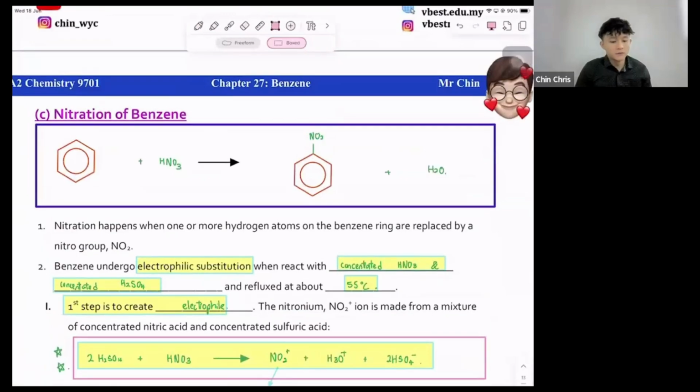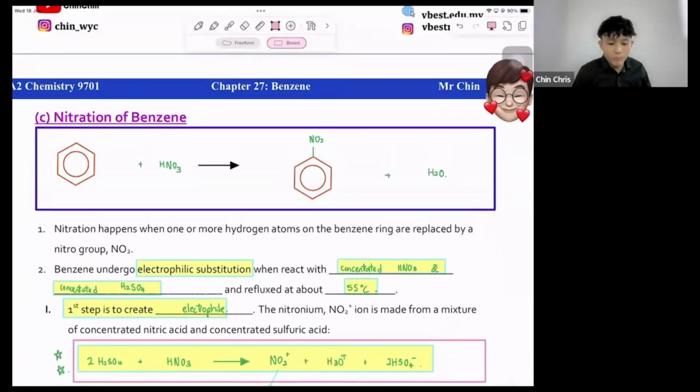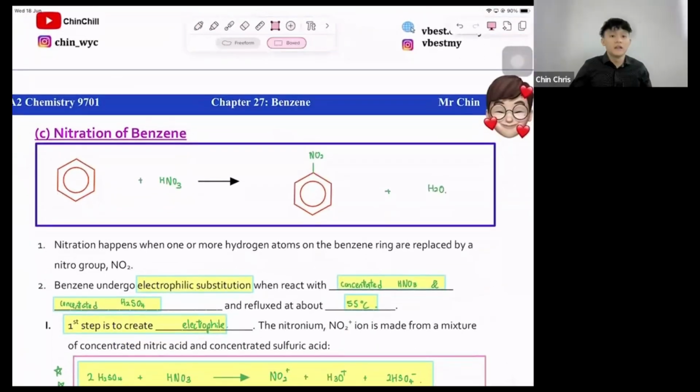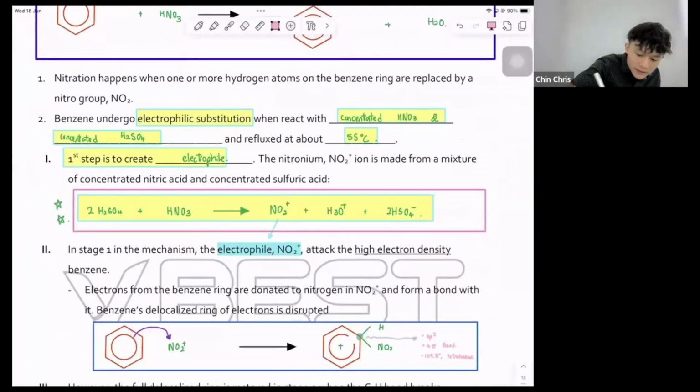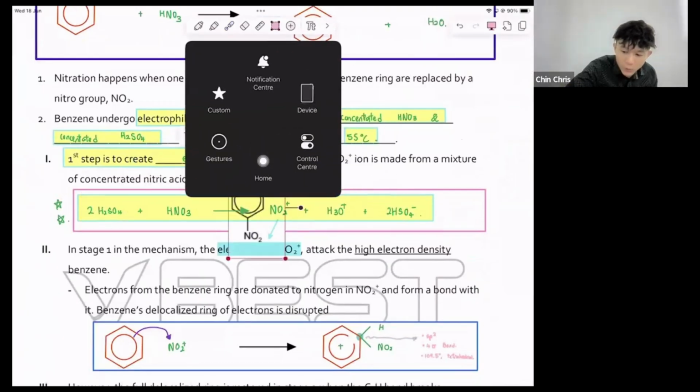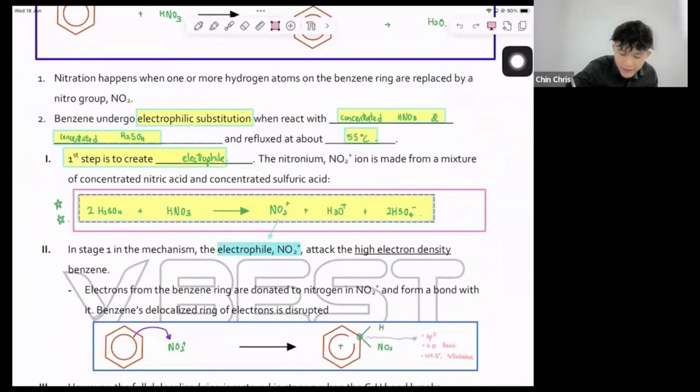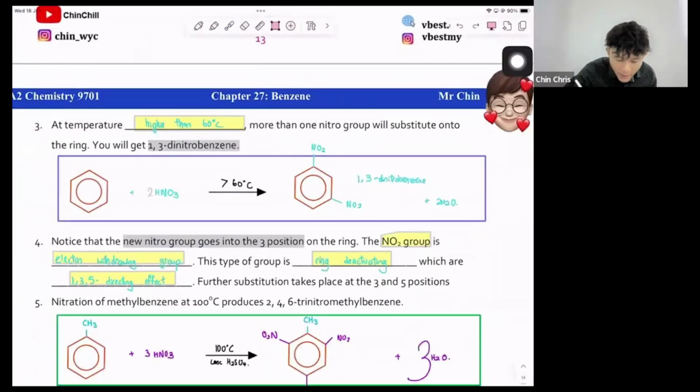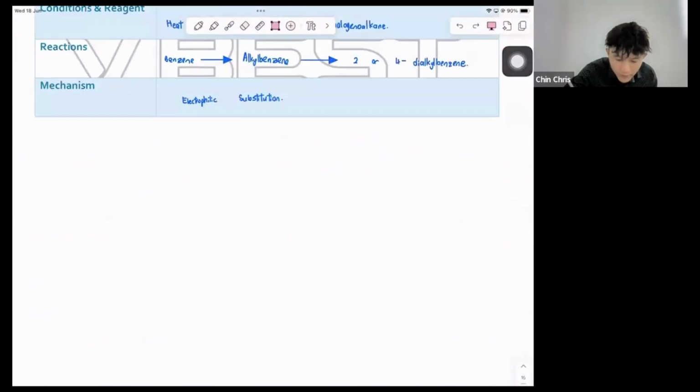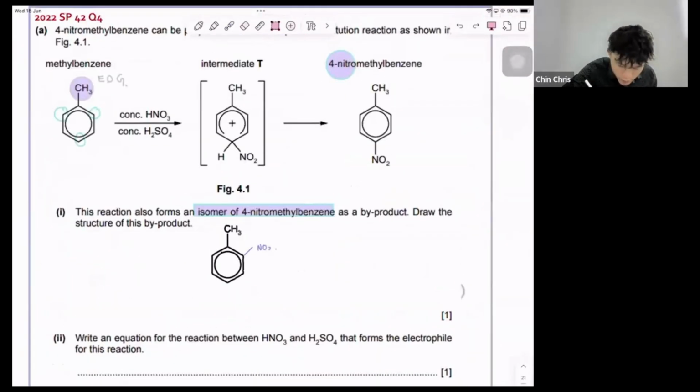Again, nitration of benzene, page 13. Do you see the equation here? Forming electrophile. Remember, first step is always to create electrophile. That is the equation that we are looking for. I'm too lazy, I'm going to copy and paste. So guys, remember, everything is in the note.